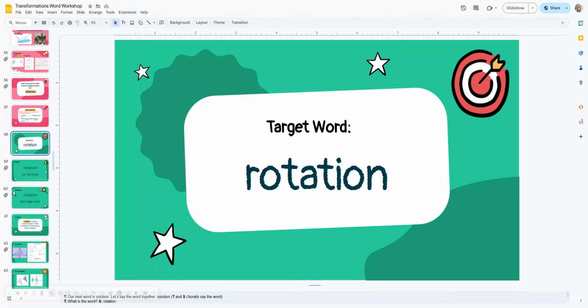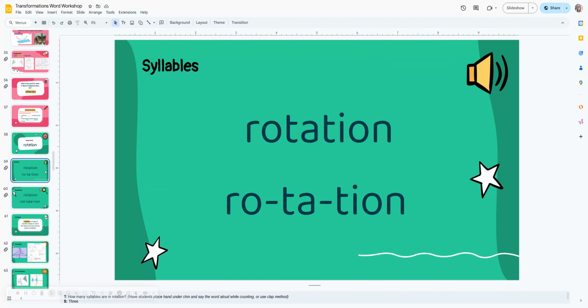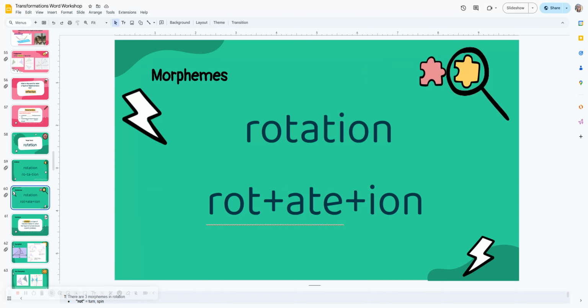Okay, so this is the very short abbreviated version of Word Workshop. Today's target word is going to be rotation. Rotation is the third transformation that we are learning. There are 3 syllables in rotation, rotation. There are also 3 morphemes for rotation.